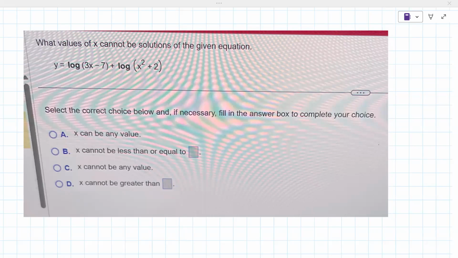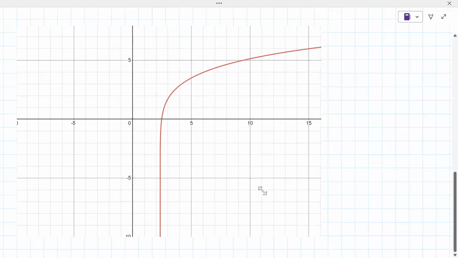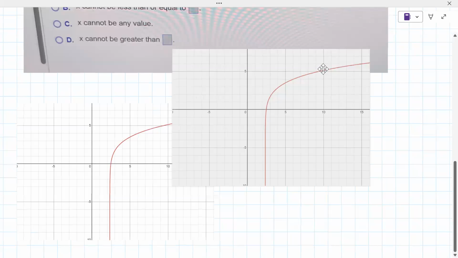I'll do that for you here in Desmos, and then I'll snip it in, and then we can talk about how you would do it by hand otherwise. So let me grab a snip of this. All right, so the graph looks like this, and let me bring it up in here.